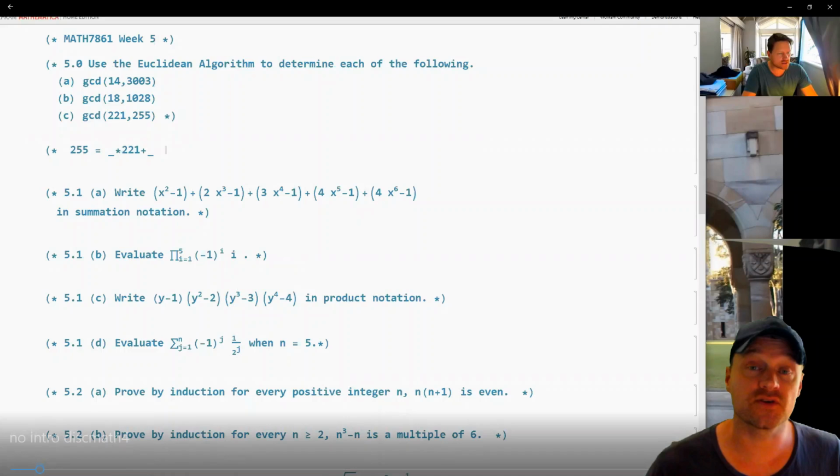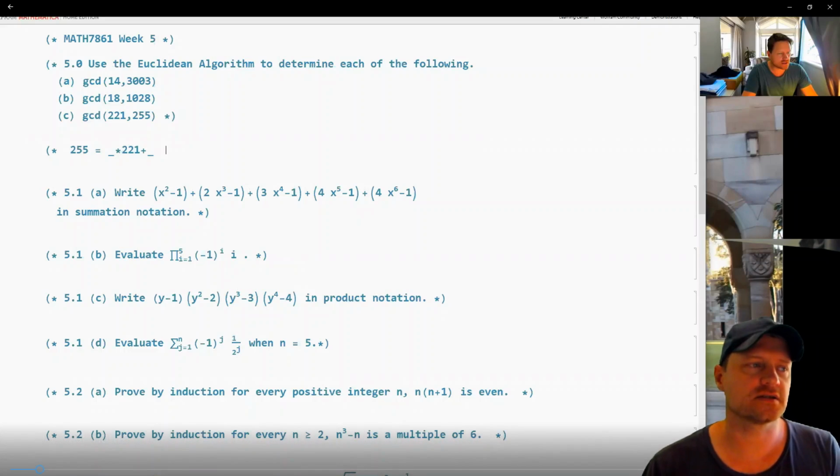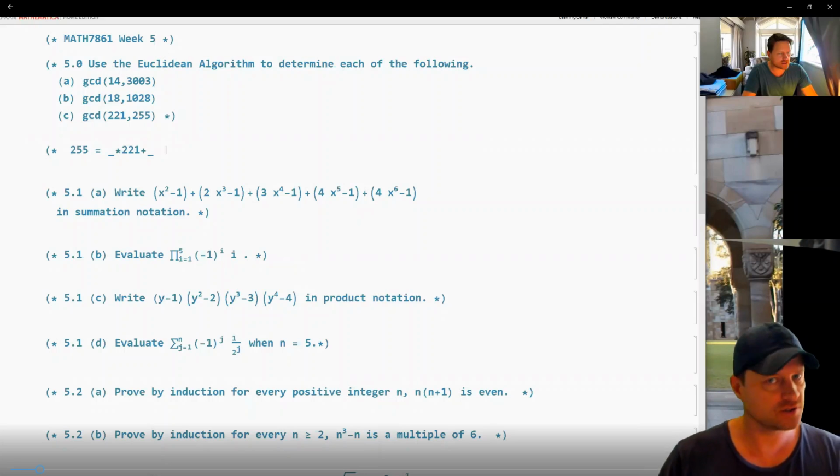In this Mathematica Sessions video on discrete maths, we'll be looking at the Euclidean algorithm and further topics such as proving things by mathematical induction. If you're interested in that, you should stay tuned.